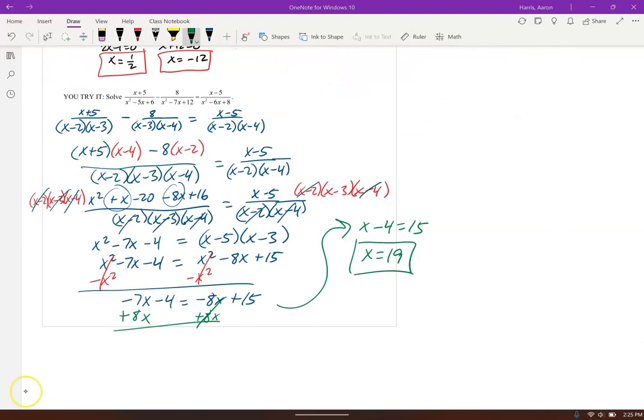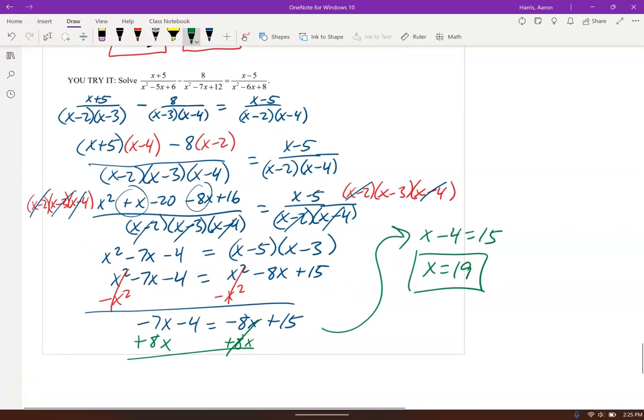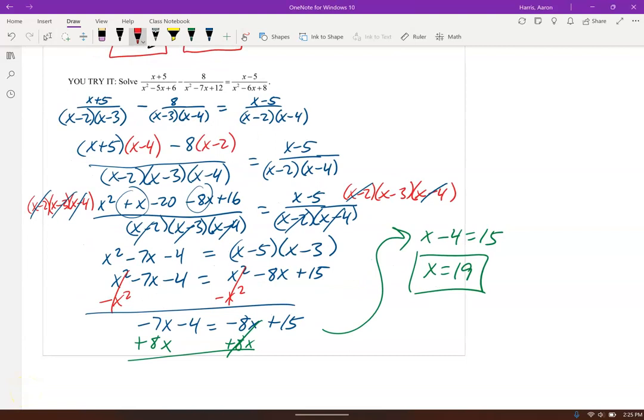All right, go ahead and check your answer on this one. Notice I ended up with 19, and x can't be 2, it can't be 3, can't be 4. So 2, 3, and 4 are the ones that it can't be. So 19 is totally fine on this one.